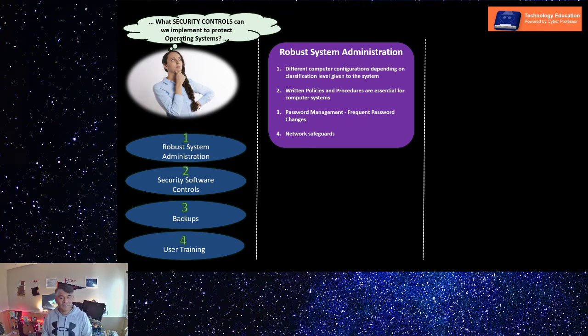Password management includes the frequent changes of passwords for all the users that are accessing the different computer systems, in order to protect and secure operating systems on those systems. Finally, network safeguards: the creation of steps to safeguard the access to the network environment for our organization. At the end of the day, those safeguards will be the ones protecting the operating system residing on our assets.